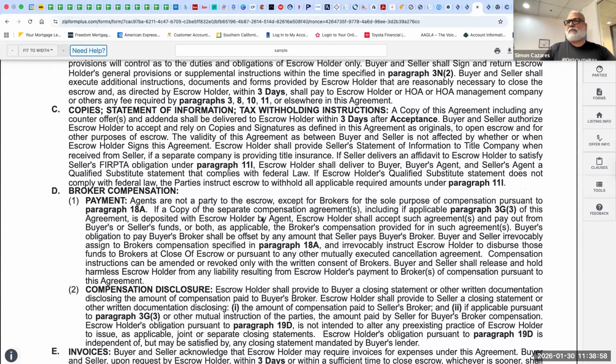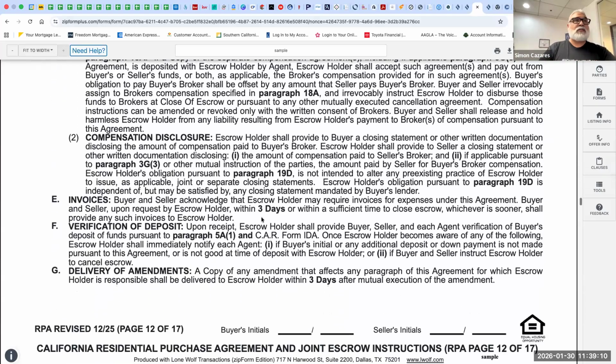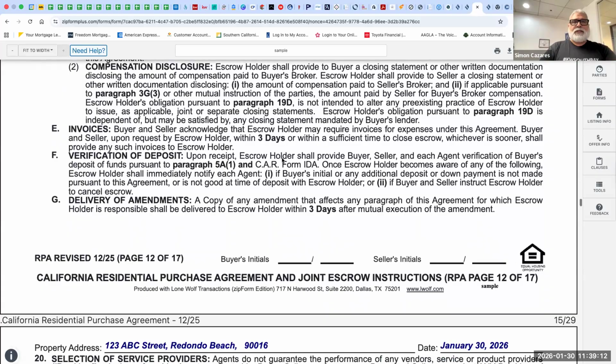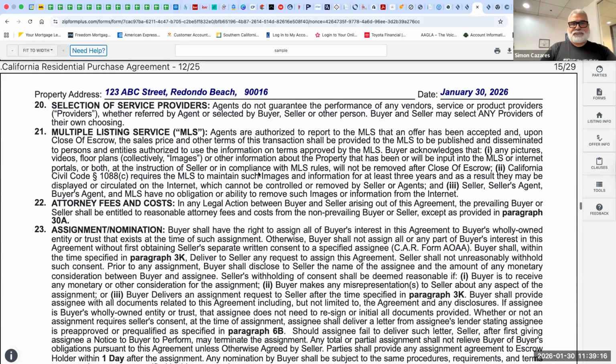Copies and statements of information. All clients get copies of everything that they sign. You must get copies of everything, all paperwork. That is their file, that is their signature. So therefore, they're obligated to have all of this, and also the seller as well. Delivery of any additional amendments, copies of everything.